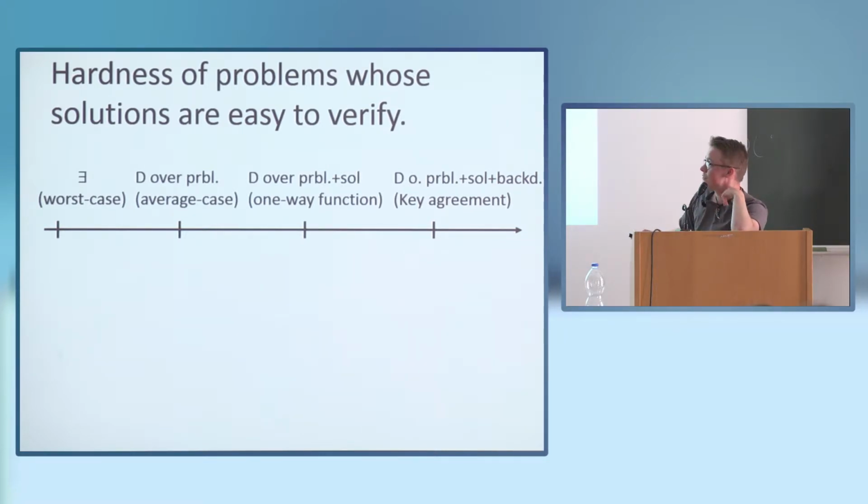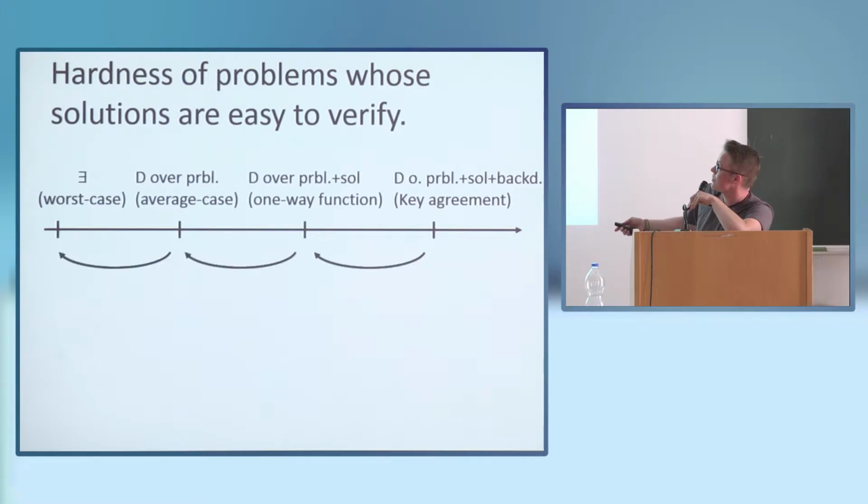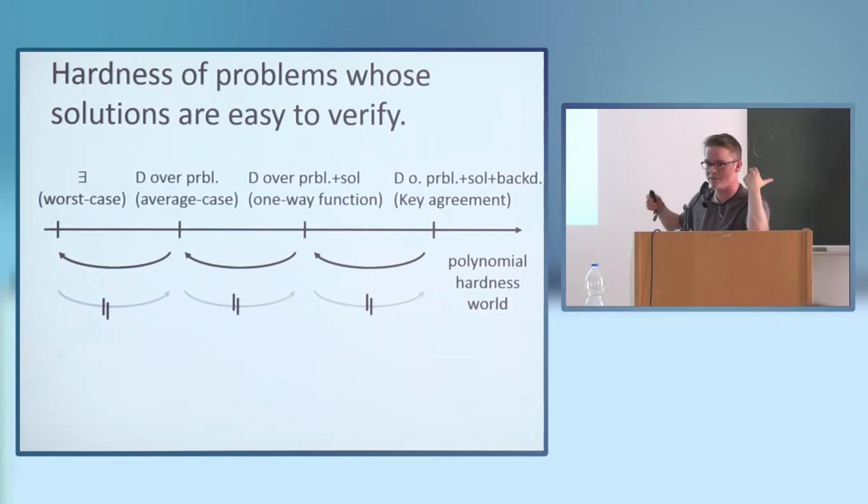If we have such distributions, then we can drop the backdoor. Then we have one-way functions, or these distributions over problems and solutions. If we drop the solutions, then we have distributions over problems. And if we have distributions over hard problems, then hard problems must exist. So implications in this direction hold, and in the other direction, we know strong separations. That is in a polynomial hardness world.